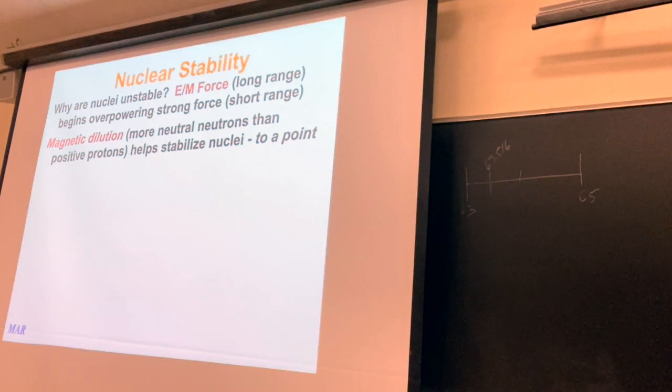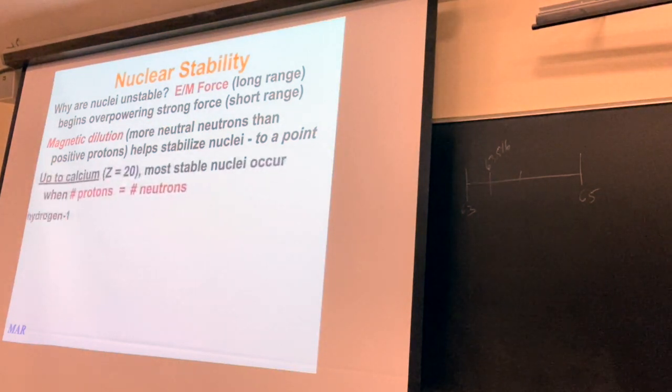Now, atoms will try to compensate to not break down by doing what's called magnetic dilution, and that's adding even more neutrons to make the atom more stable, all right? And that will help to a point, but after a while, you just don't have enough pull from the strong nuclear to keep them together. So if you look at the periodic table, and you look at all the red numbers up there, up to about calcium, roughly, all right?